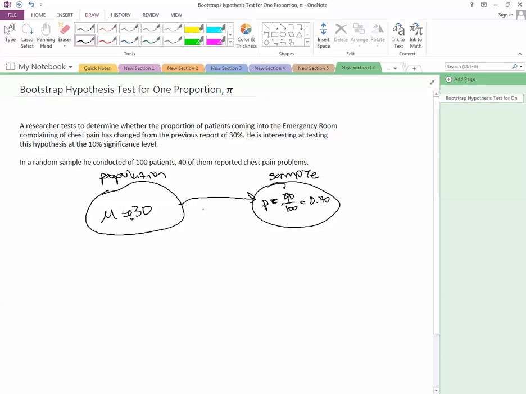Now, it's believed previously that pi is equal to 30%, which is 0.30, and we want to see: does our sample indicate a big enough difference from our null hypothesized value to believe that, in fact, more patients are coming in? But keep in mind that he didn't know whether it had gone up or gone down. He just asked the question of, has it changed? So that doesn't indicate a direction, which means this is going to be a two-tailed test. Meaning we're going to allow for the possibility that once we've collected our data, it might have gone up or gone down, but we have no reason to suspect one way or the other.